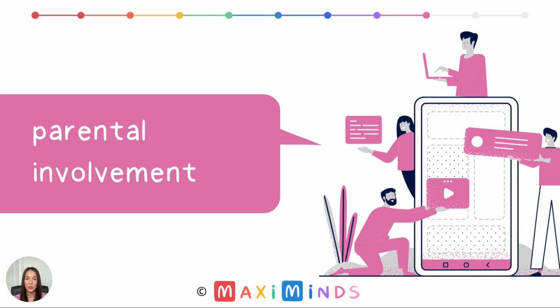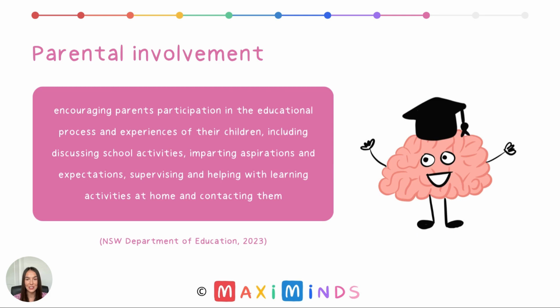And finally, parental involvement. Quite self-explanatory, but this is really encouraging parents' participation in the education process and experiences of their children. And this can include things like discussing school activities, imparting those aspirations and expectations and boundaries that you've already set up with students upon them, so they're across them. Getting them to supervise and help with their learning at home.